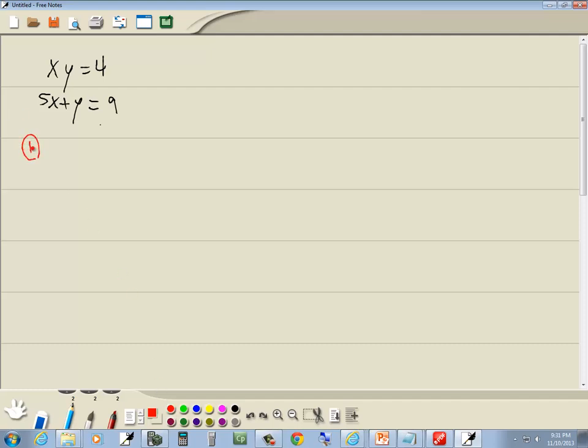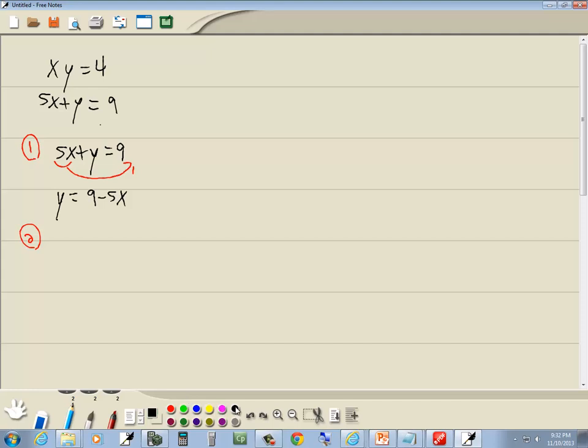Now step 1. We want to pick the equation with the smallest powers. Now they both have the first power, but this one's actually x times y. So the simpler one is the second one. So we always want to go with the simplest one. We want the smallest powers, linear if possible. And we want to solve for the variable with the smallest powers. It doesn't matter, these are both the first power, but y is easier to solve for. So I take 5x to the right side, and we get y = 9 - 5x.